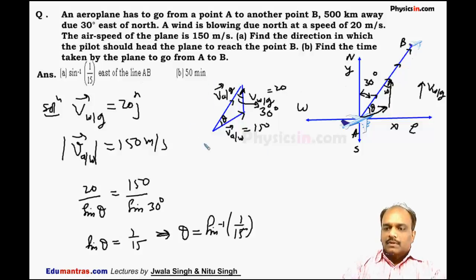Now for time, we can say let the aeroplane be moving in this direction for time t and the wind is blowing in this direction for time t.